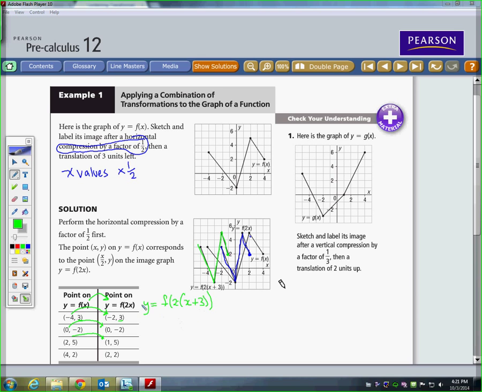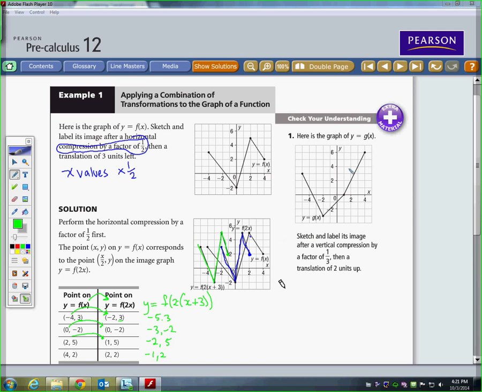So that would be a point on this one. So now I would take all my x values and subtract 3 from them. So 2 minus 3 would be -5, comma 3. 0 minus 3 would be -3, comma -2. And 1 minus 3 would be -2, comma 5. And 2 minus 3 would be -1, comma 2. Now that gives me all the points on this green line.